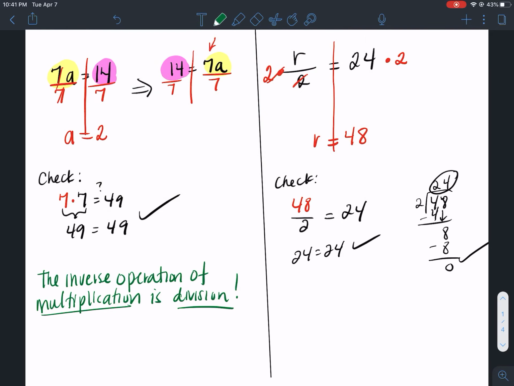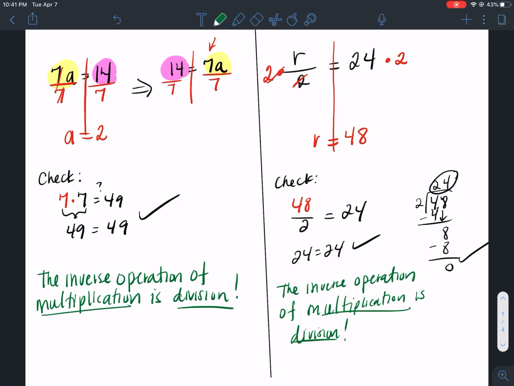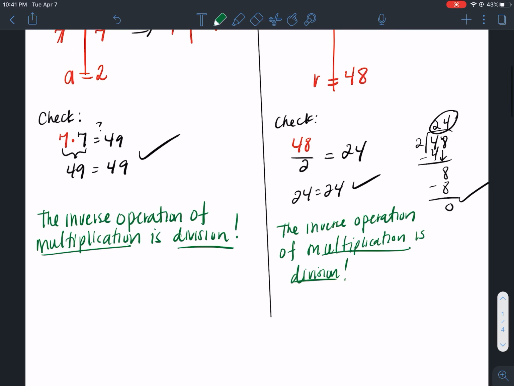So on my notes on the bottom, I'm going to write: the inverse operation of multiplication is division. Okay, it's the opposite of the other one. So multiplication, I do division. I have division, then I do multiplication.